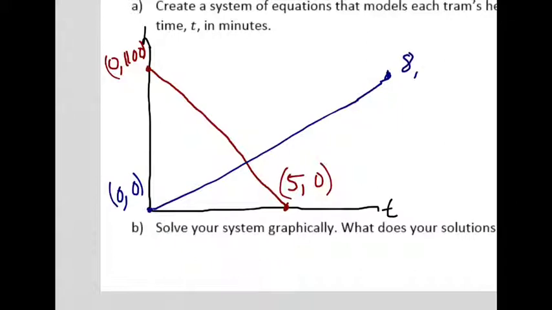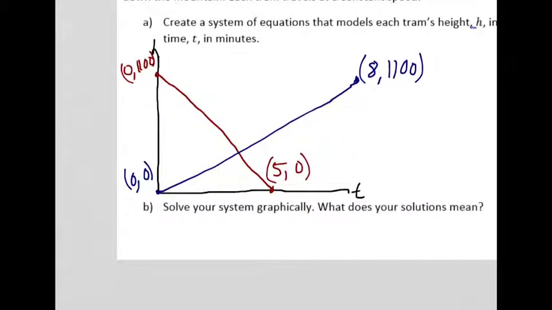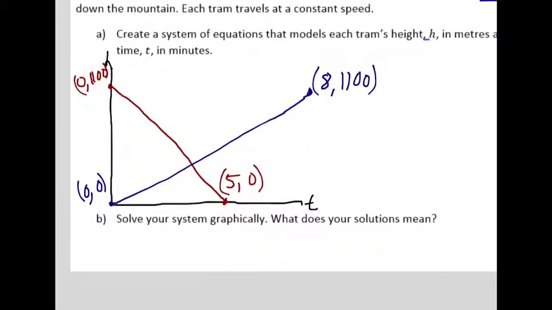So after 8 minutes, the blue tram has reached the top of the tram ride, which, as we said before, was 1,100 meters. Okay? So that gives us a general idea of what's happening here. The red tram starts at the top, 5 minutes later it's at the bottom. Blue tram starts at the bottom, 8 minutes later it's at the top. Okay? So now we need to create a system of equations that models this problem, and then we're going to find the intersection, or the solution.